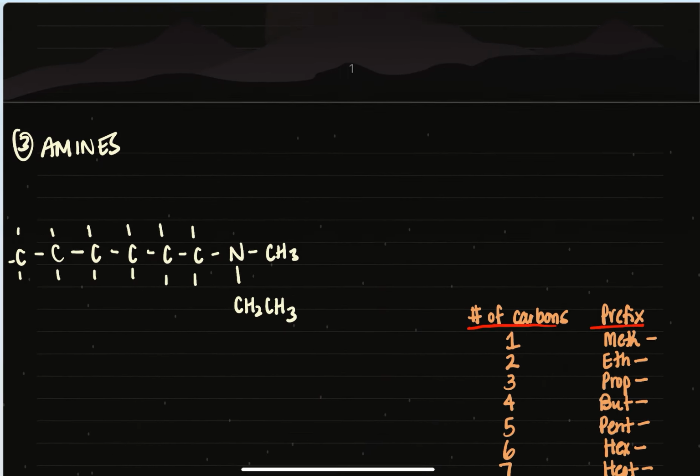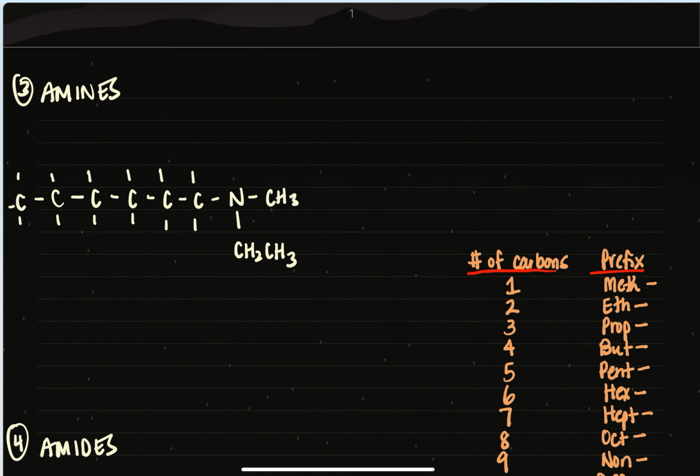Okay, moving on to amines. So amines are going to have nitrogen bonded to 1 or 2 or 3 side groups. And the nomenclature is that we're going to change the ending from ane, like propane, to amine. So for example, propanamine. So amines end with amine. Okay, that's our nomenclature for the suffix.